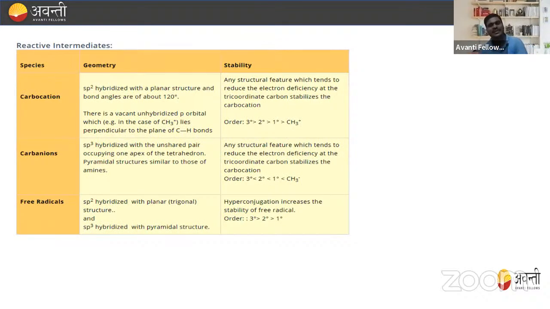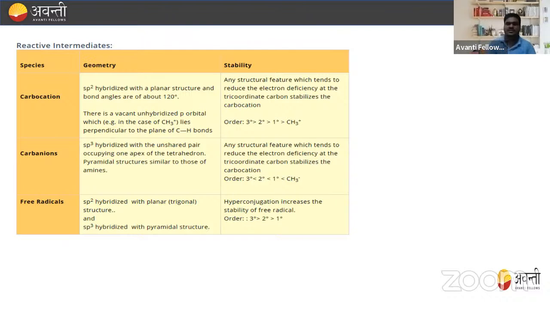Now, reactive intermediates, their species and their stability. We know that the species are the carbocation, carbanion, and the free radical. If I am talking about the geometry, a carbocation is sp2 hybridized with a planar structure and bond angles of about 120 degrees. There is a vacant unhybridized p orbital, which in the case of CH3 plus lies perpendicular to the plane of the carbon-hydrogen bonds.